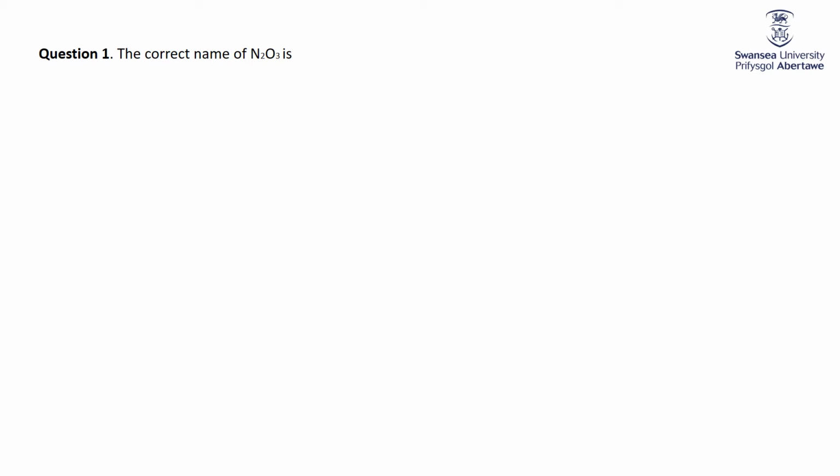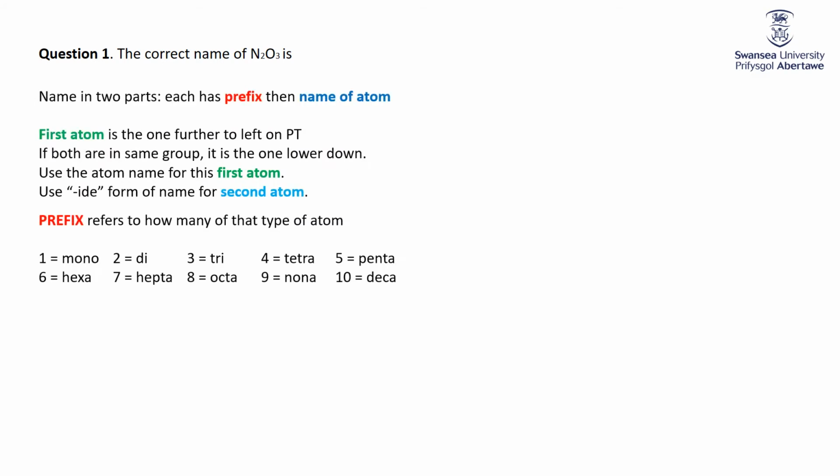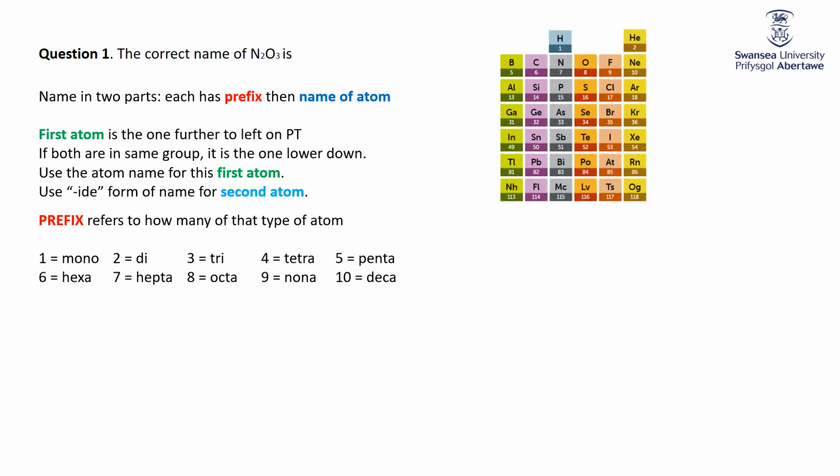So the correct name of N2O3 is, well, this is a covalent compound because N and O are both non-metals. The way that we name covalent compounds is for each atom that's in there, we put a prefix and then the name of the atom, and the order of the atoms is based upon their position on the periodic table. If there is an atom that's further to the left, that one goes first. If they're in the same group, the first one is the one lower down. For the first atom, we use its name. For the second atom, we turn it into its ide form. And of course, the prefix for each type of atom refers to how many of that type of atom.